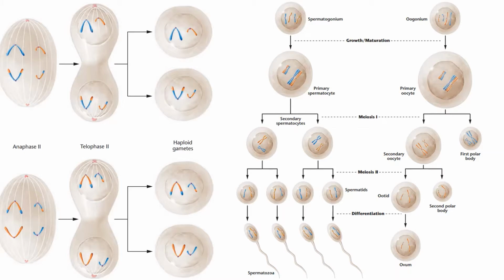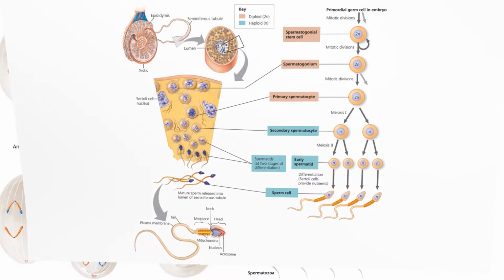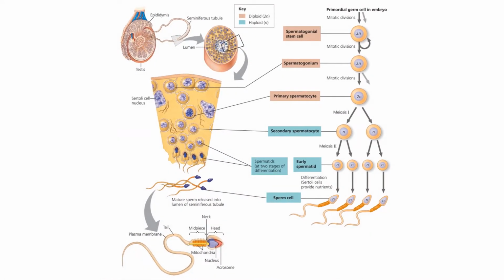So the secondary oocyte then will undergo another stage of meiosis, meiosis 2, to form the ootid and a second polar body, because again, the division of the cytoplasm is not equal. And this ootid will mature to form the egg cell or the ovum. So all of these happen in the gonads or the sex organs. In the male, that's the testis.